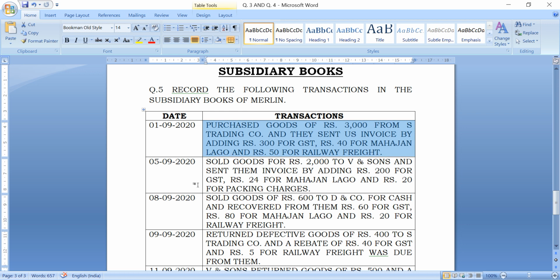In the same way, let us refer the second transaction as well. In that also we have got GST, Mahajan Lago and packing charges. So one more expense, packing charges.